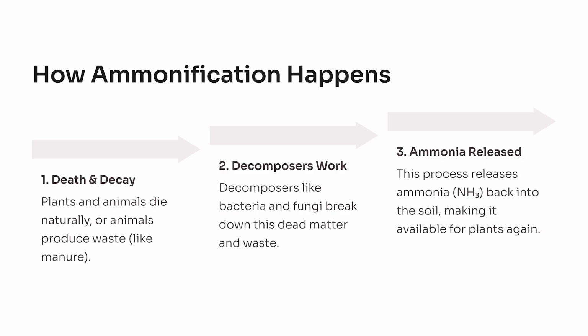Step 2. Decomposers get to work. Tiny organisms like bacteria and fungi feed on the dead plants, dead animals, and waste. As they break them down, they start changing the nitrogen compounds inside those materials. Step 3. Ammonia is released. The decomposers convert that nitrogen into ammonia, which goes back into the soil.